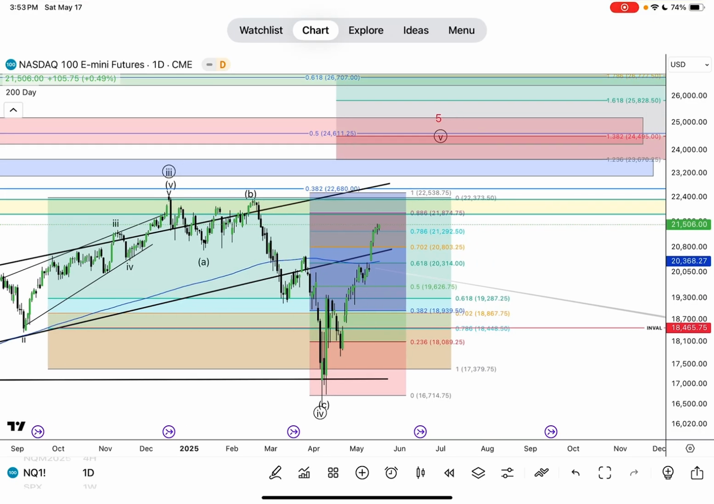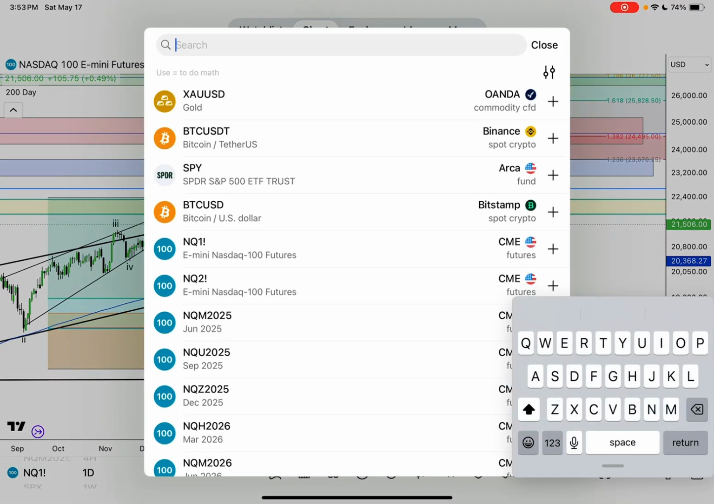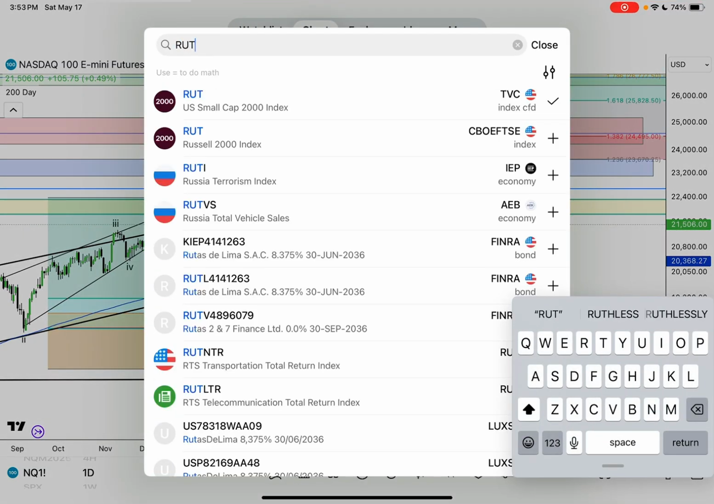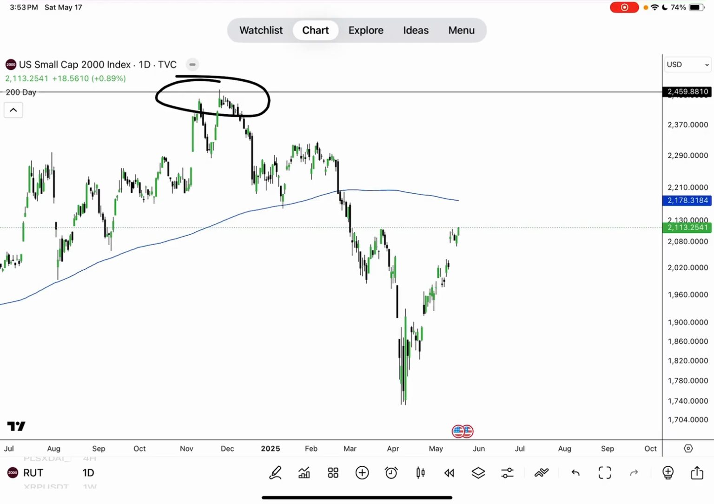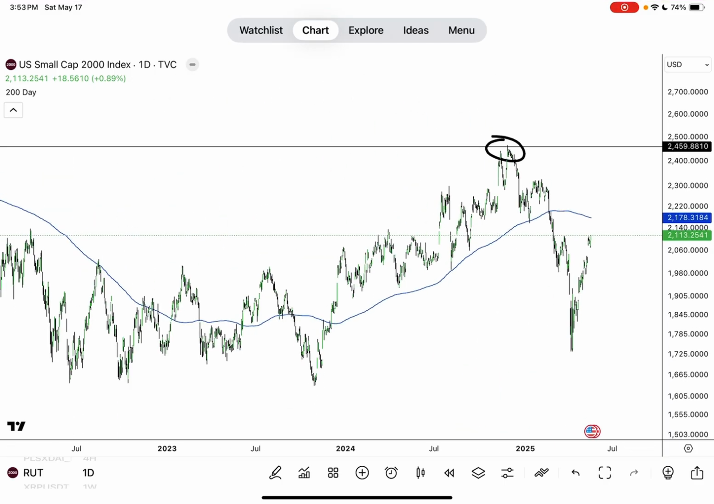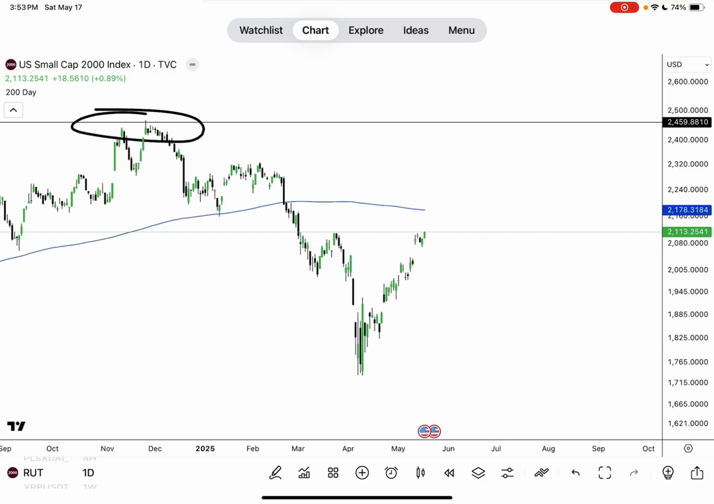So these are the next targets for the Nasdaq, sitting at 24,000 to 26,000. Let's go ahead and take a look at the Russell 2000. I think that's very important, and it's looking great. Russell 2000 is rallying towards the 200-day moving average.